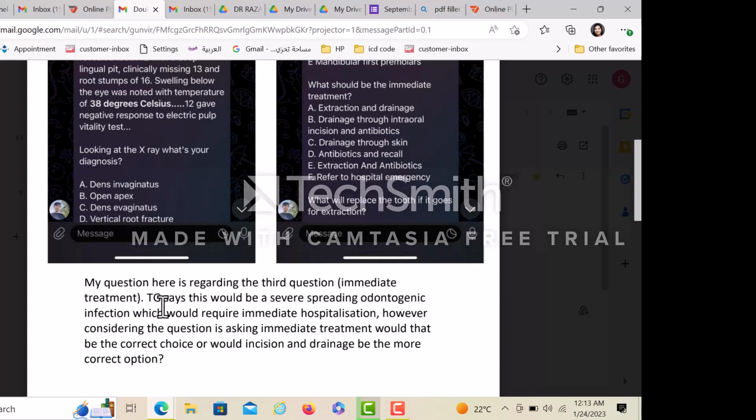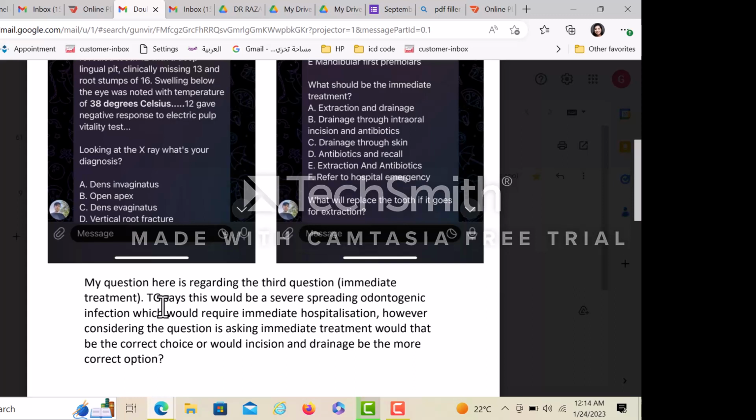According to ADC, when the patient is normal, comes to you with a swelling, the first thing that you do is you drain it through intraoral incision. If intraoral incision is not possible, then you drain it through the skin. But you also give antibiotics. So the first step is drainage, and then you would prescribe the antibiotics. Understood? Hence, here the answer becomes B.